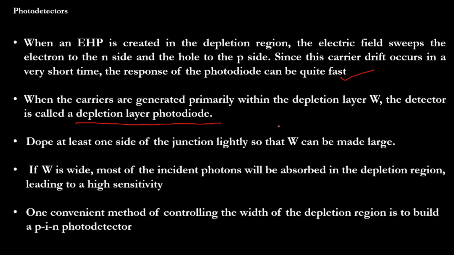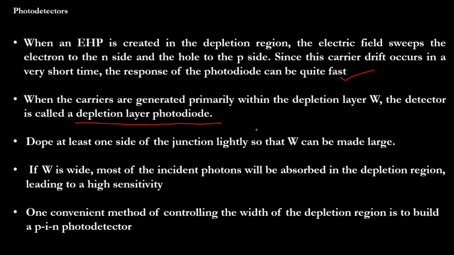So the solution which I explained in the previous slide is that we have to maintain a large depletion region. If all the primary generation of electron hole pairs happens inside the depletion layer itself, that type of photodiode is known as a depletion layer photodiode. Then how can I get a large depletion layer? If we do less doping on one side of a PN junction, the depletion region encroaches more towards that region, right.